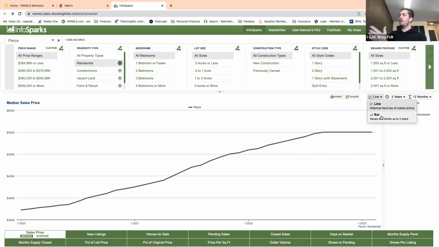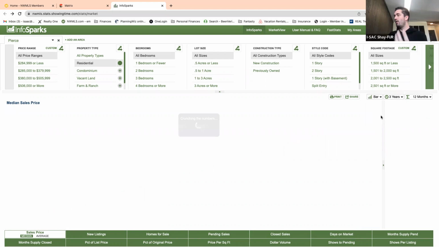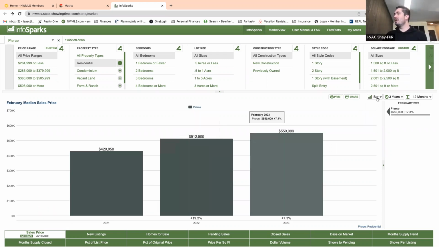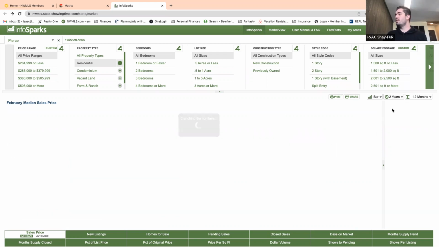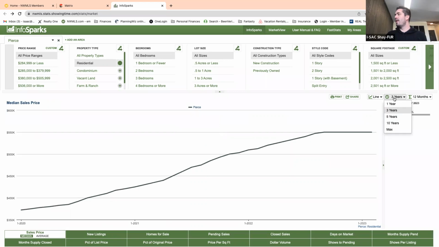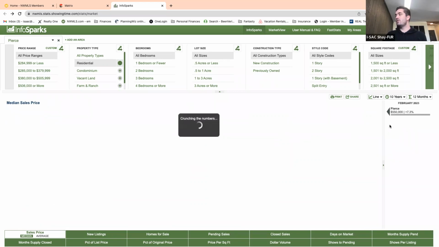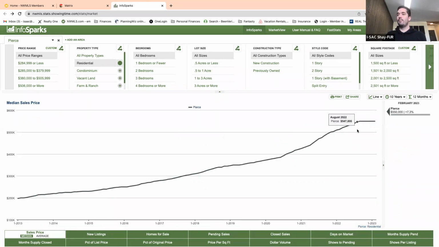I'm pointing at my screen, but I realize you are all probably just looking at my screen. You can click on the bar over here and have some different ways of showing it. You can change it from 3 years to 2 years. On the line, you can go back to 10 years and show the broader scale. That's kind of crazy to see.